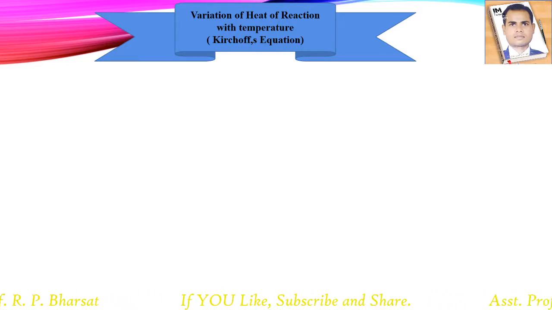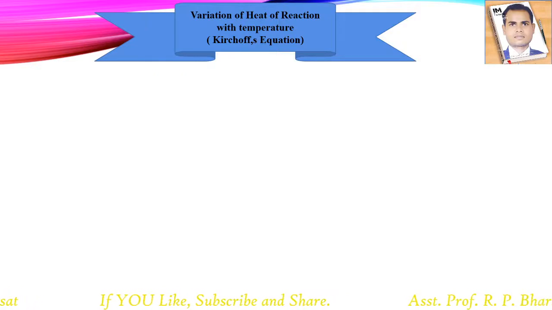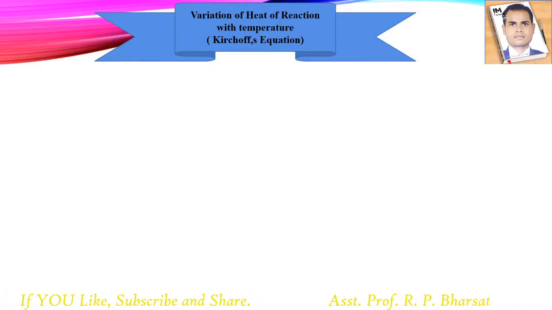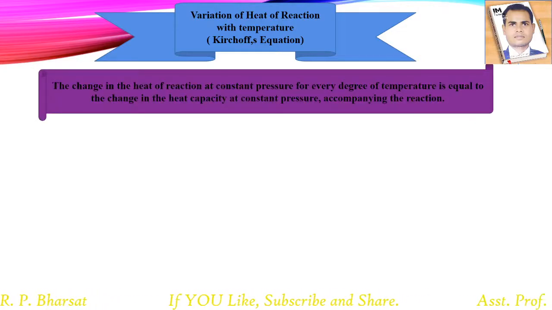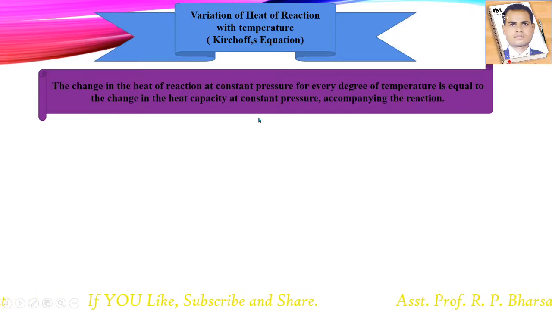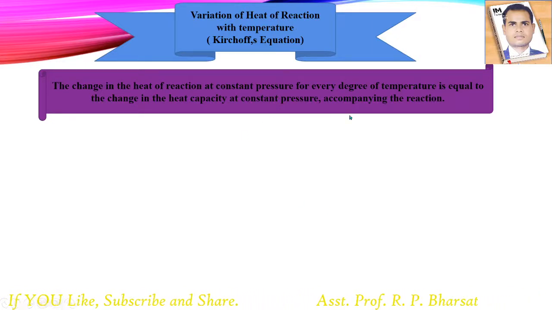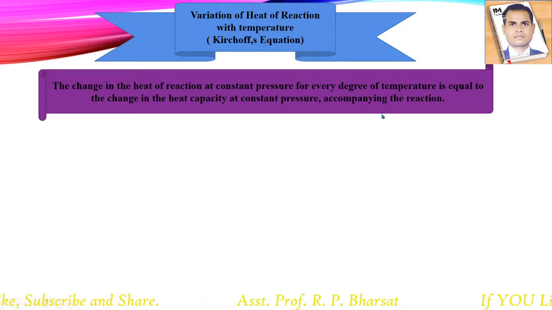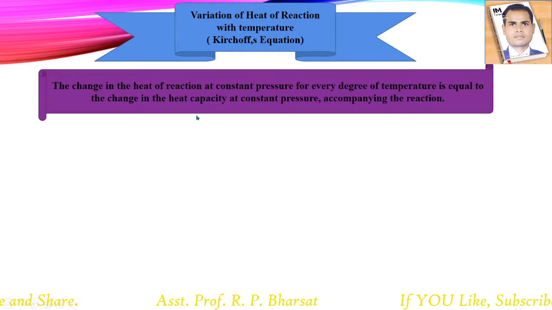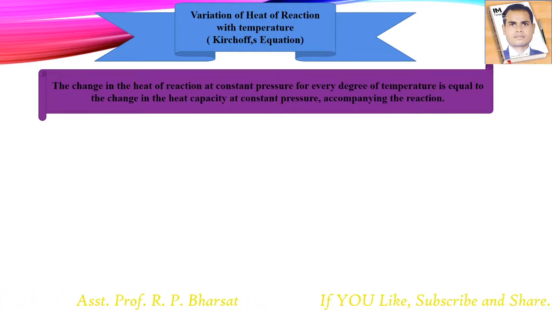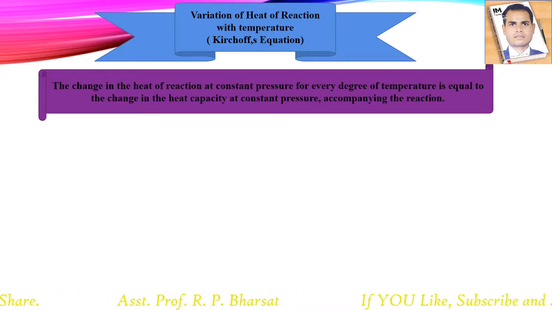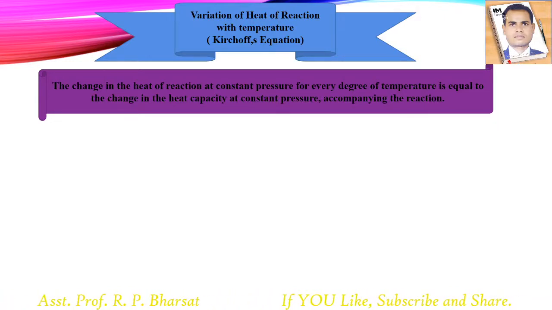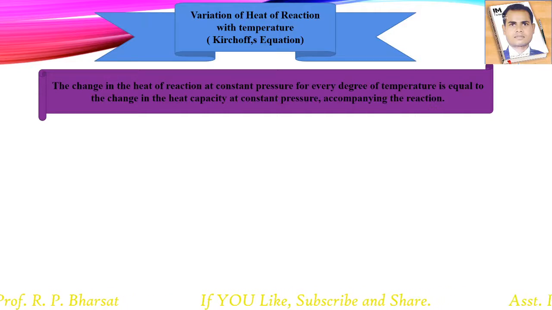This relation was given by Kirchhoff in 1856 and is stated as: the change in the heat of reaction at constant pressure for every degree of temperature is equal to the change in the heat capacity at constant pressure accompanying the reaction. That means at a constant pressure, the heat of reaction changes with the temperature.